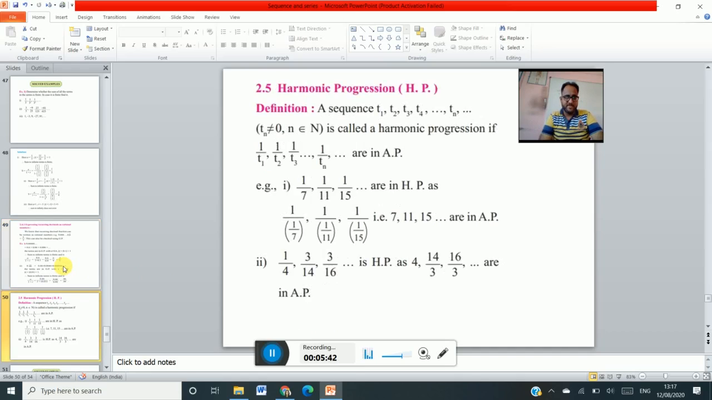Okay, then see the next topic, that is harmonic progression, right? The definition of harmonic progression is: a sequence T1, T2, T3 up to Tn, where T is not equal to 0 and small n belongs to capital N, where capital N is the set of natural numbers, is called a harmonic progression if 1 by T1, 1 by T2, 1 by T3 up to 1 by Tn are in AP, or arithmetic progression. Okay, this means a sequence is an HP when the sequence of its reciprocals is an arithmetic progression. For example, 1/7, 1/11, 1/15 are in HP as their reciprocals 7, 11, 15 are in AP. Okay, and so on. This is the second example.